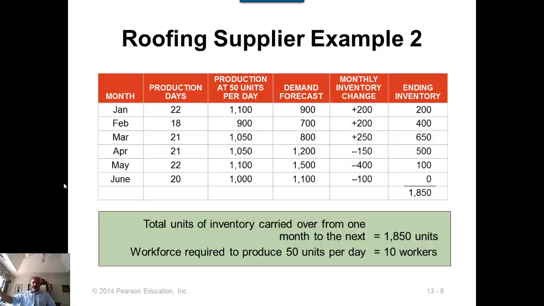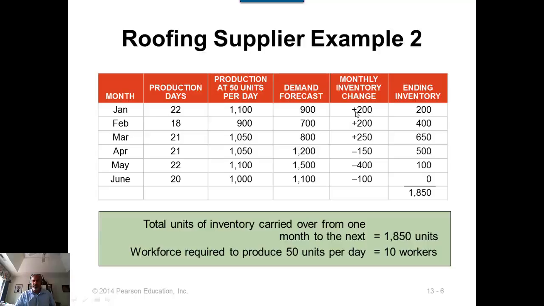Now here is the result of the constant production that we looked at. So 50 units a day. If you produce at the rate of 50 units a day, 50 times 22, 50 times 18, and so on, this is going to be your production. But these are the demands. So how much excess inventory or reduction? What is the difference between your production and demand?